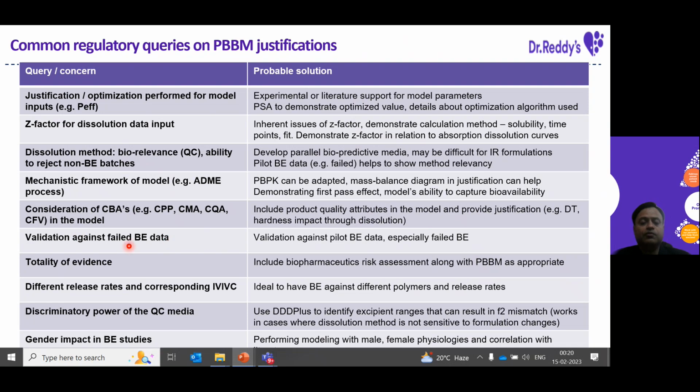Obviously, validation is one of the most important aspects of PBBM modeling, and validation against pilot BE batches, especially failed BE batches. Then there are also questions around the discriminatory power of the QC media. And then in recent times, we are also getting certain queries on the incorporation of female volunteers in the healthy volunteer BE studies, because in countries like India, due to cultural reasons, it is difficult to enroll an equal proportion of females in the BE studies. So we have also used this approach, along with the literature support, to assess the impact of gender on the pharmacokinetics of the drug.